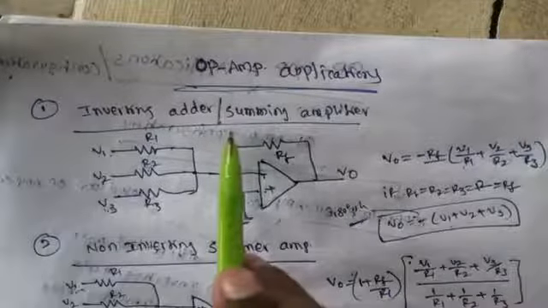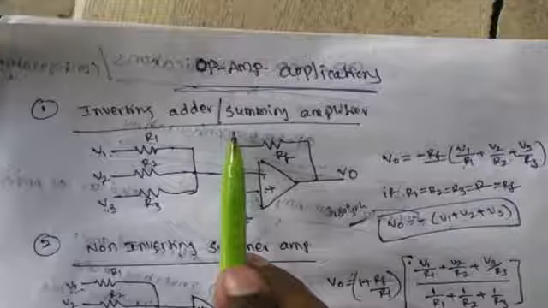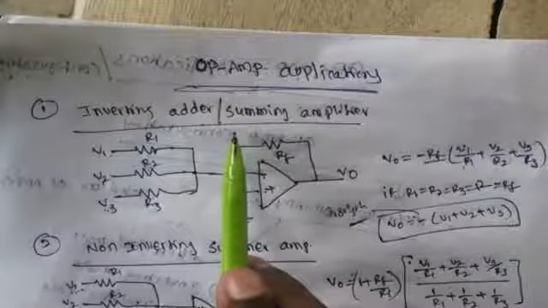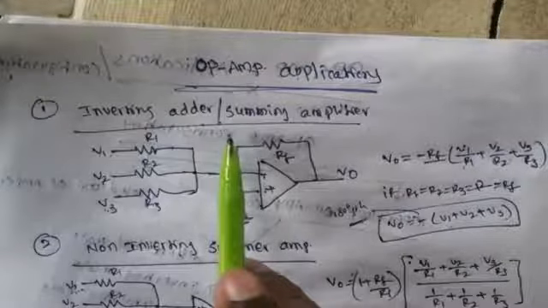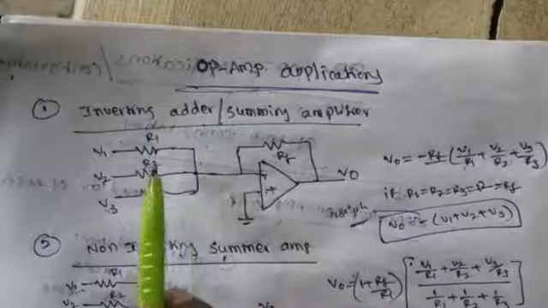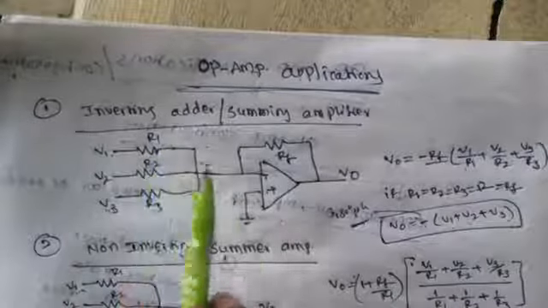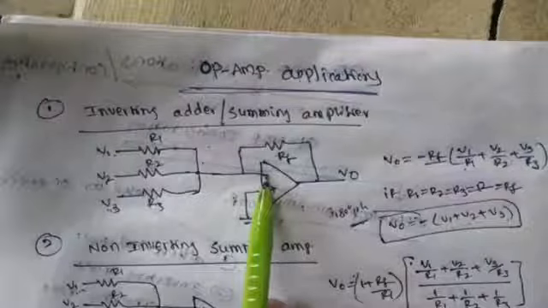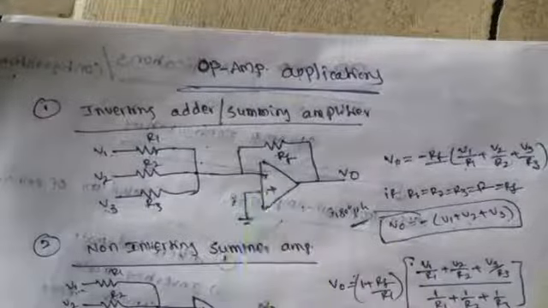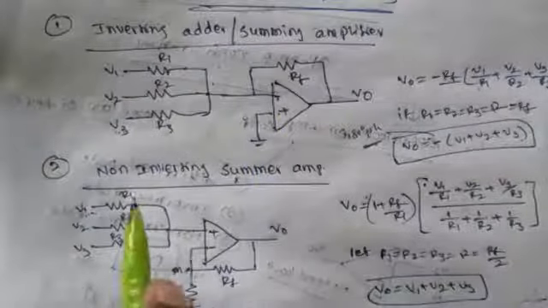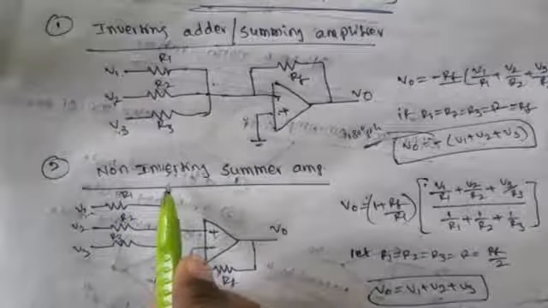This summer can be designed using non-inverting mode also. This is the inverting mode: whenever the inputs are applied to the inverting terminal, it is the inverting adder or summer amplifier. Next, the non-inverting summer amplifier.